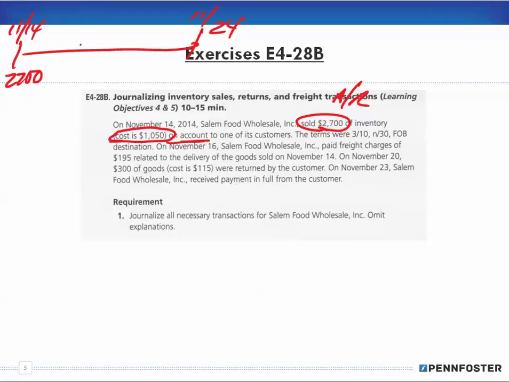On November 16th, 11/16, they paid the freight charges of $195 related to the delivery of the goods sold on November 14th. Now, we have to pay attention to this FOB destination, right? Because who's paying for the freight? Well, if it's FOB destination, that means Salem Food Wholesale is the one who's paying it, okay?